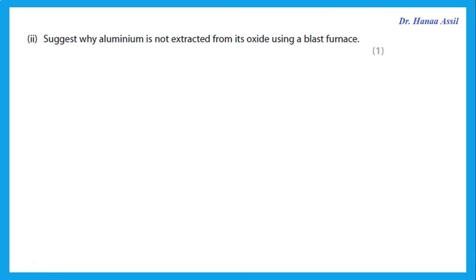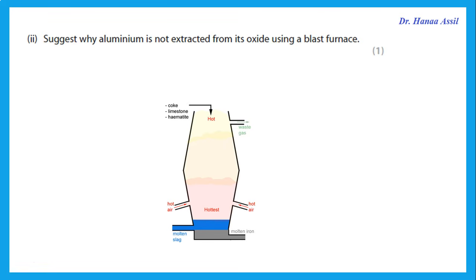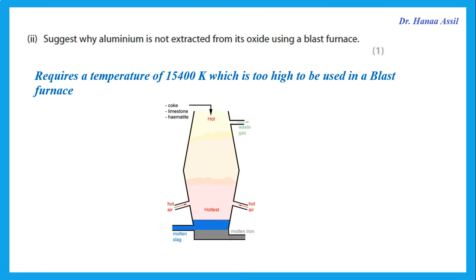It suggests why aluminium is not extracted from its oxide using a blast furnace. Remember, the blast furnace is the one we use to extract iron, but we cannot use it to extract aluminium because, as we found from the calculation, we need a temperature of 15,400 K, and that is too high to be achieved in a blast furnace.